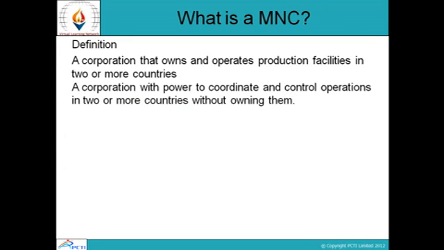Now, what is an MNC? Let's look at the definition of an MNC. An MNC is a corporation that owns and operates production facilities in 2 or more countries, or a corporation with power to coordinate and control operations in 2 or more countries without owning them.